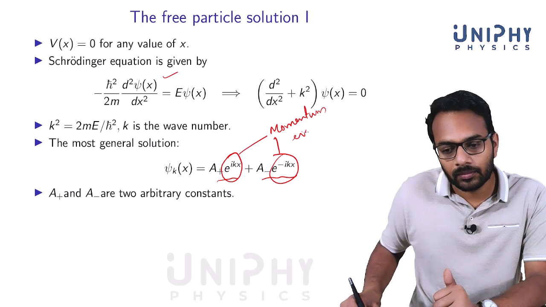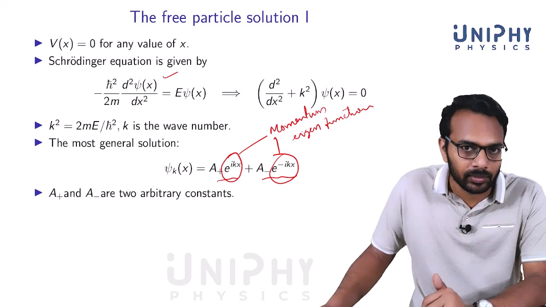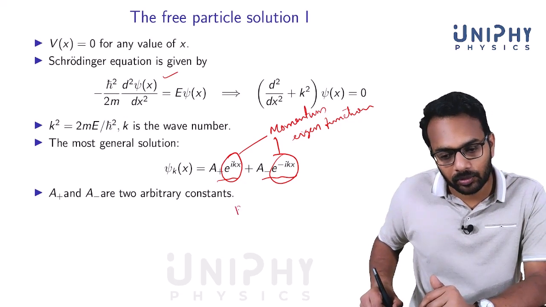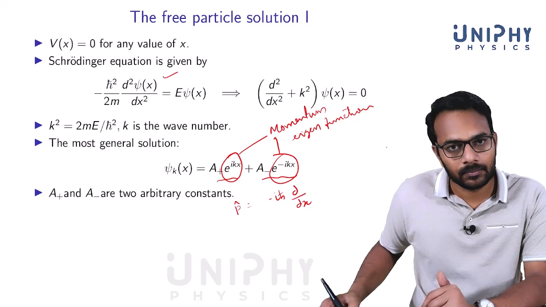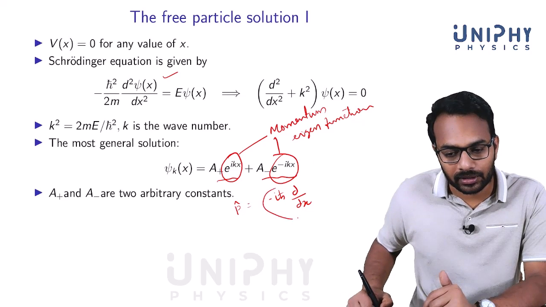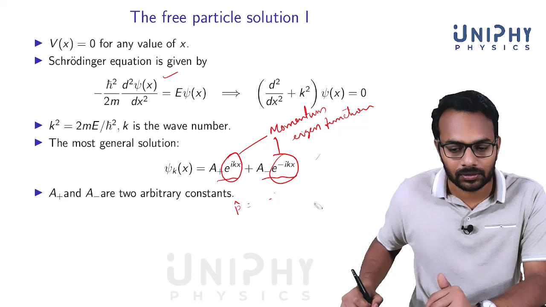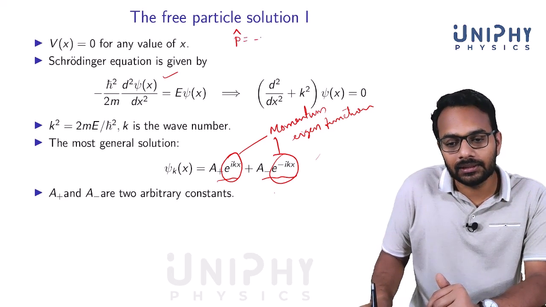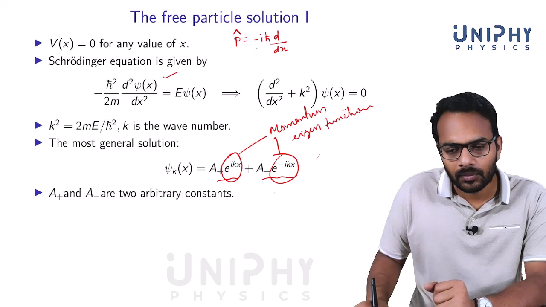Momentum eigenfunctions. How do you check whether this is a momentum eigenfunction? You just use the momentum operator, minus i h cross d by dx. So you act the momentum operator on e raised to ikx. This is a homework, an exercise for you. You take the momentum operator P is equal to minus i h cross d by dx. I think that's the correct momentum operator, but you have to check.